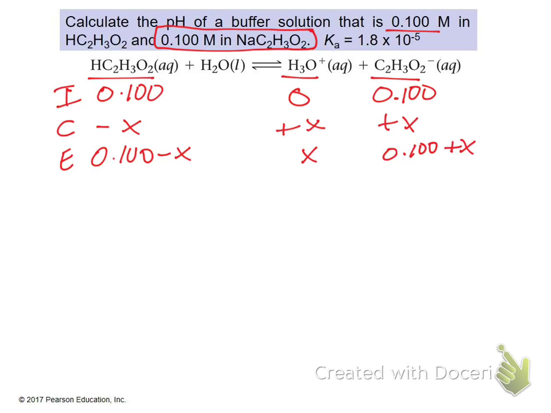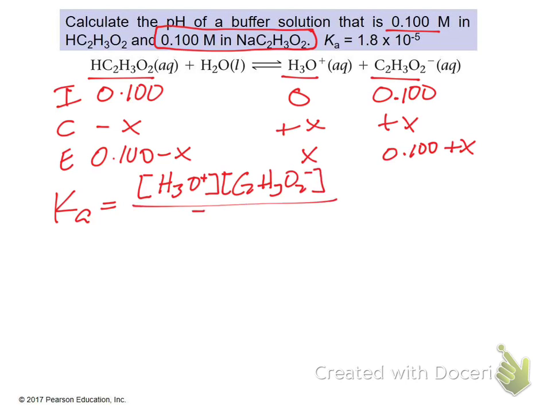All right, and once you've populated the ice table, you want to set up an expression for the Ka. So our Ka here is the concentration of the hydronium ion times the concentration of the conjugate base divided by the concentration of the acid. And this is equivalent to 1.8 times 10 to the negative fifth.